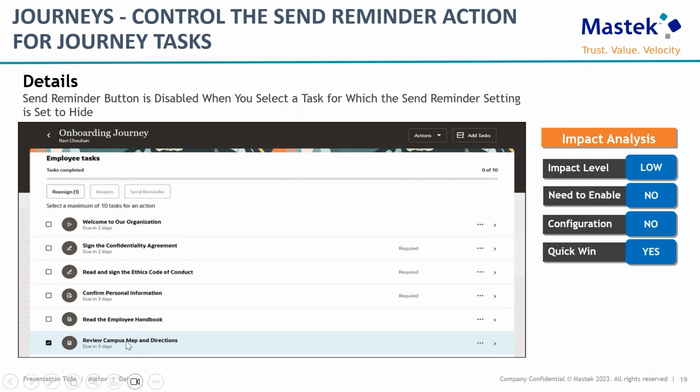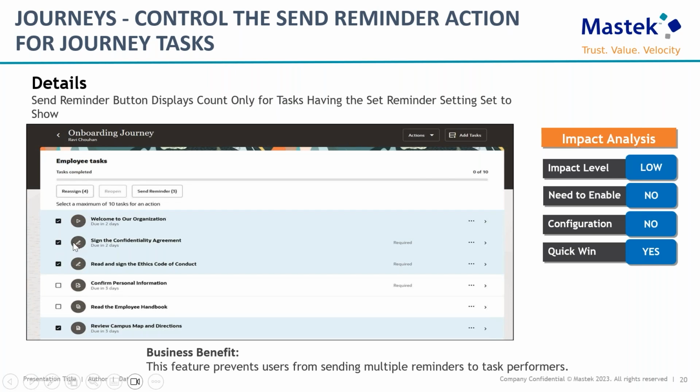Additionally, when multiple tasks are selected, let's say your user has selected 4 tasks, out of which for this particular task, send reminder option was set to hide. So send reminder will give only those number of tasks for which send reminders can be sent. The business benefit is this feature prevents user from sending multiple reminders to the task performers.